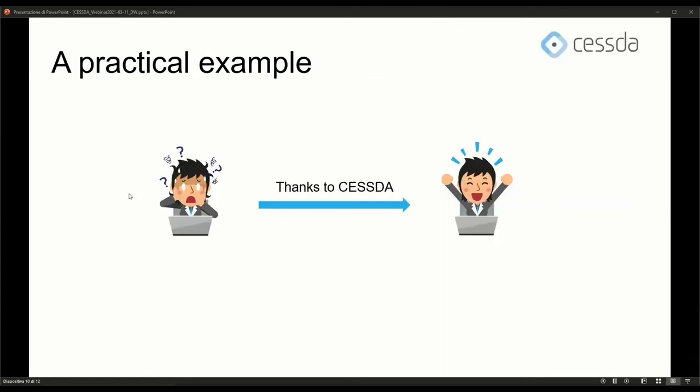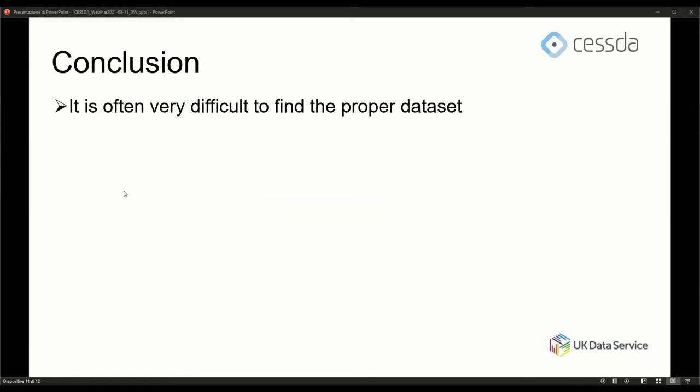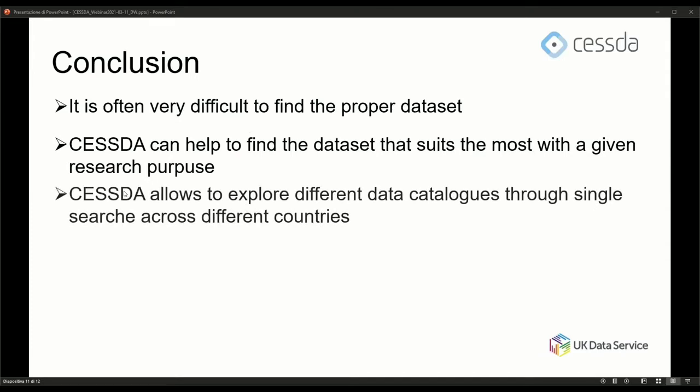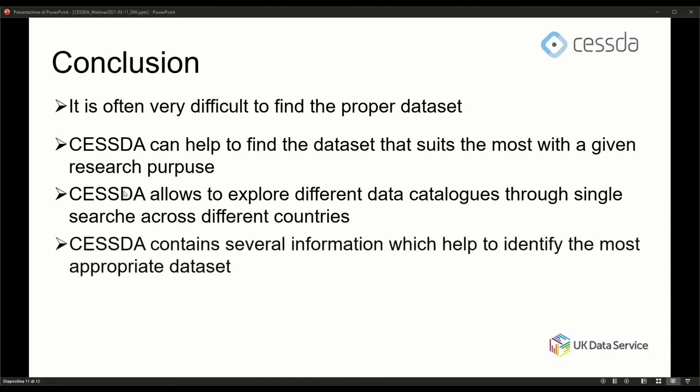So I was able to explore different datasets across different countries via the Consortium of European Social Science Data Archives. And I was finally able to find the most appropriate dataset for my research purpose. To conclude, it is often very difficult to find the proper dataset. The Consortium of European Social Science Data Archives can help to find the dataset that suits my research purpose best. It allows you to explore different data catalogs through a single search across different countries. It contains several pieces of information which help to identify the most appropriate datasets.